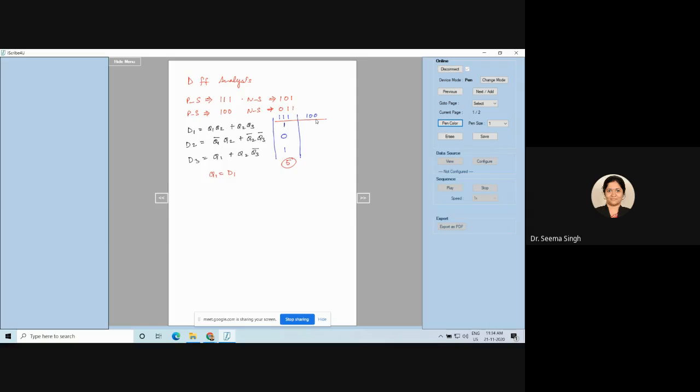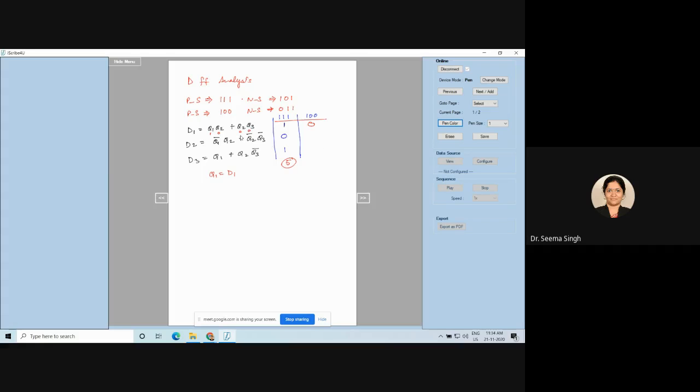Next, we have to see for 100. 100 means your Q1 is 1. I will write it here. Q1 is 1, Q2 is 0 and Q3 is also 0. So what is the value of D1? D1 is 0 ORed with 0, so it will become 0 only, right?